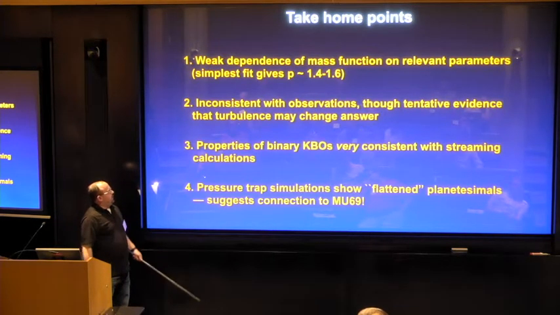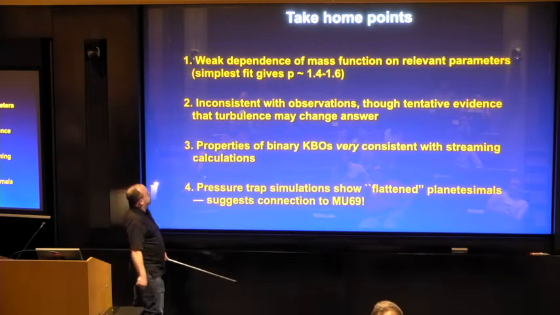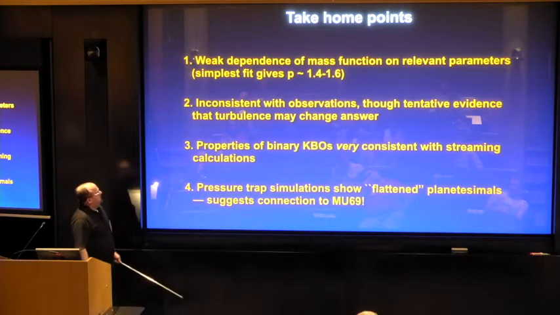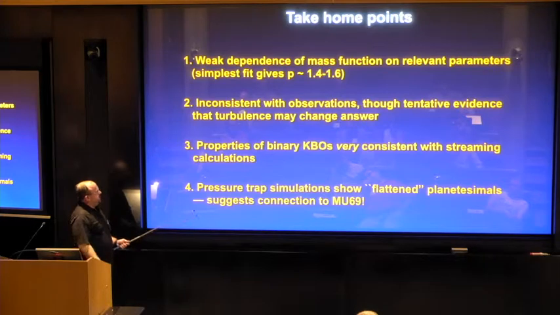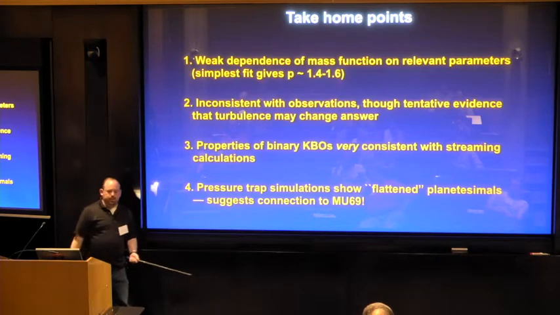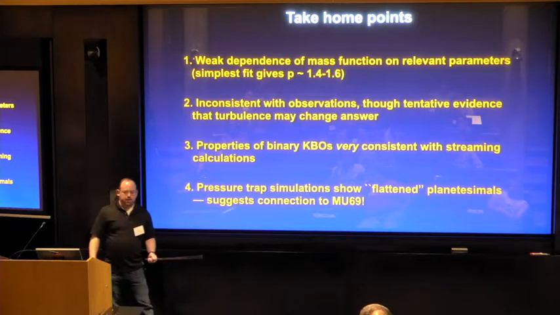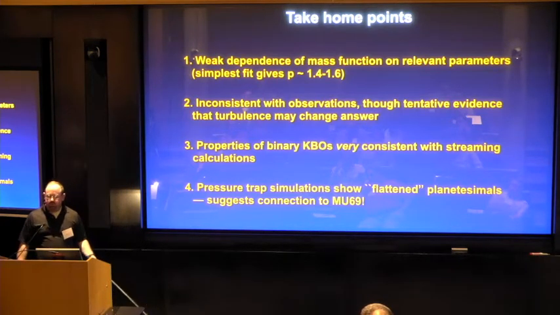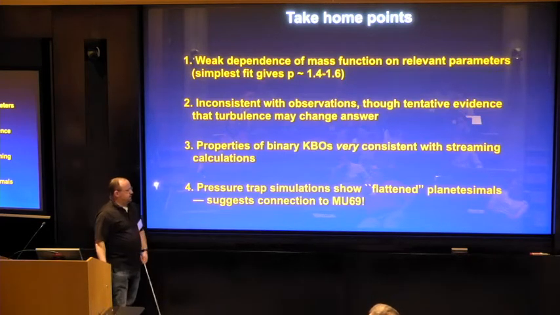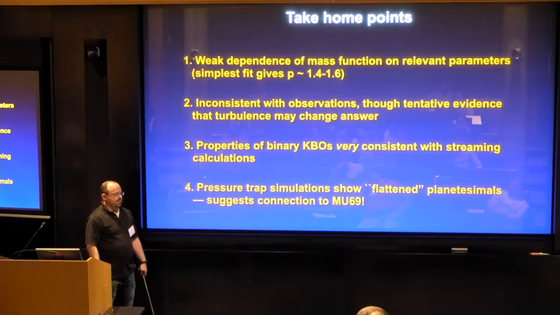And so then I arrive, alas, at my last slide. There's a weak dependence of the mass function on the relevant parameters. It seems that P is approximately 1.6 or so. There's some tentative evidence that turbulence may change that, but we don't know yet. Properties of binary KBOs are consistent with the streaming calculations, which is very interesting. And then pressure trap simulations show flattened planetesimals. I don't know yet why they're flattened. I think they have an excess of angular momentum. That still needs to be verified too. This is all very fresh. And it suggests a possible connection to MU69. So with 4 minutes and 30 seconds left, I'm finished.